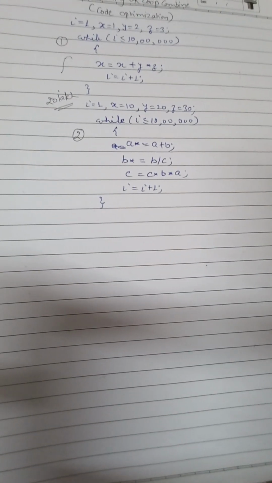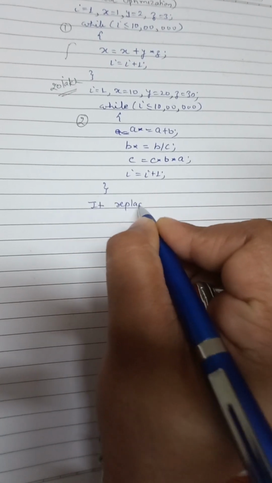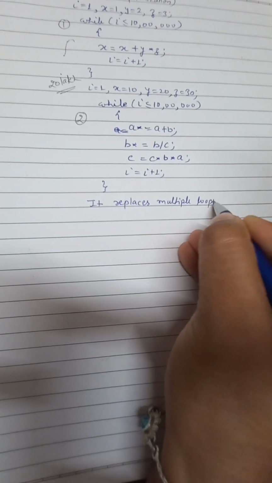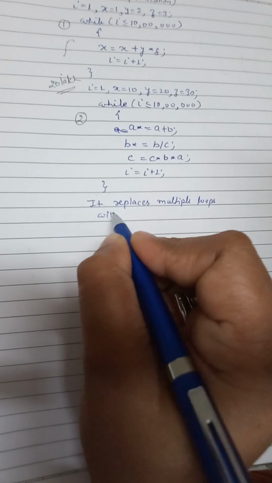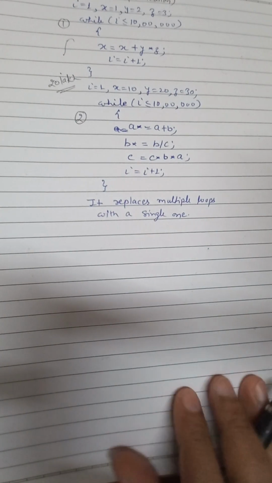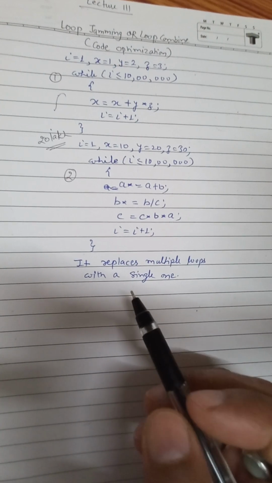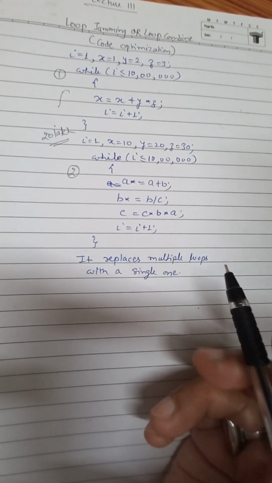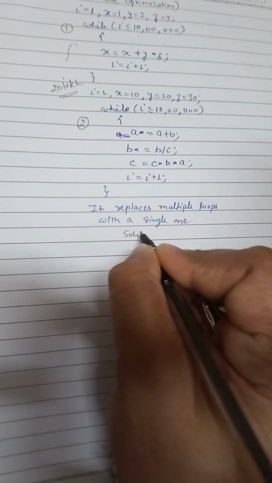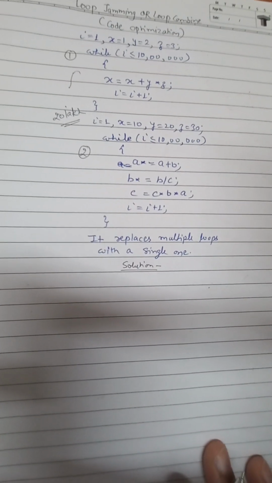We can say that it replaces multiple loops with a single one. If there are multiple loops, it will take more time in execution as the number of comparisons is more. So what we can do in loop jamming or loop combine is that it replaces multiple loops with a single one. We will see now what the solution will be. We are going to combine both the loops.